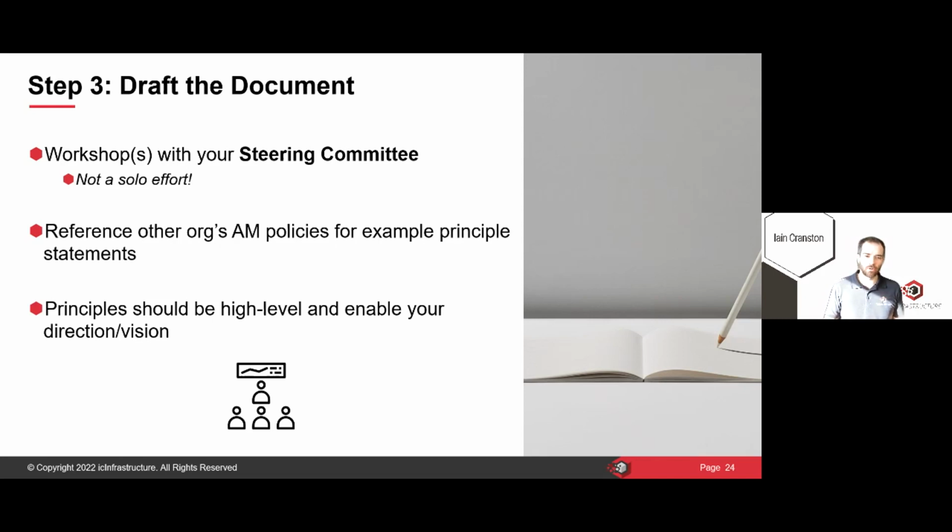And again, just a reminder, the principles should be pretty high level. Okay, the principles that we're talking about in the policy should be pretty high level. They need to enable your direction and the vision of where you're heading as an organization. Now, one of the reasons that those need to be high level is that the details are going to be within your strategy in terms of how you do these things. You know, we want to be making risk-based decisions. Like, that's a principle in our policy statement.